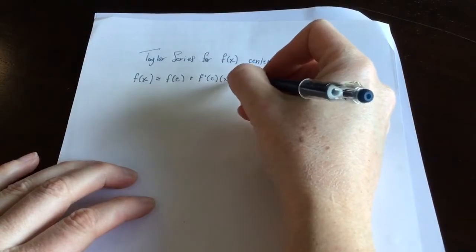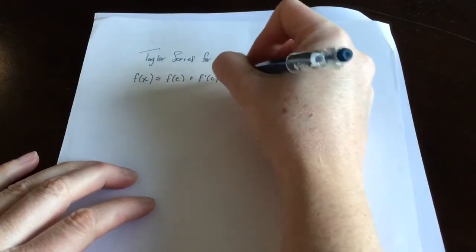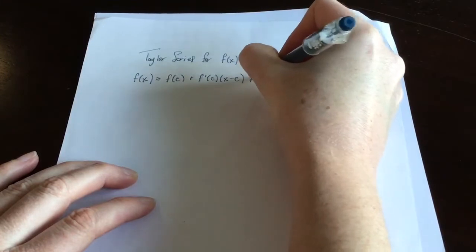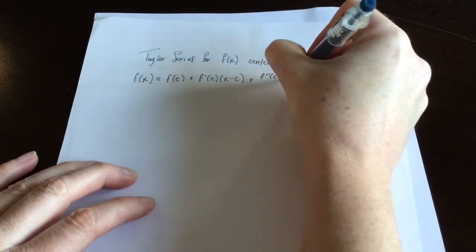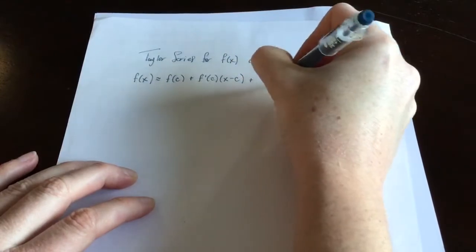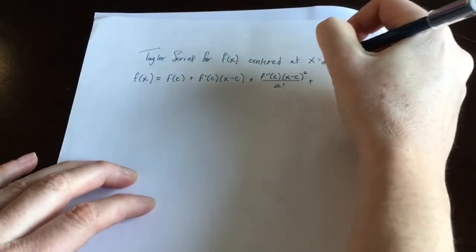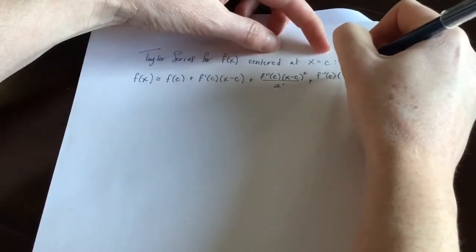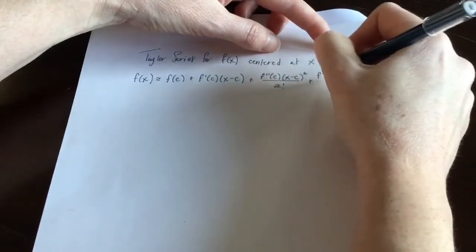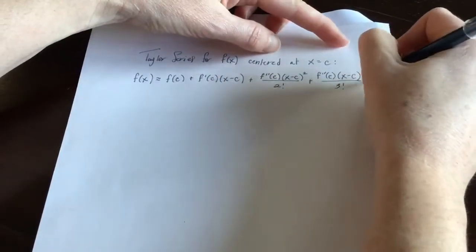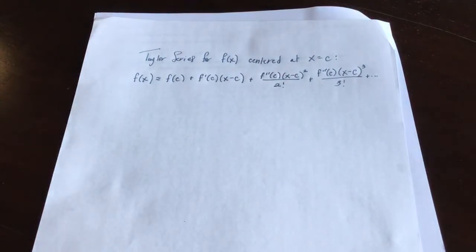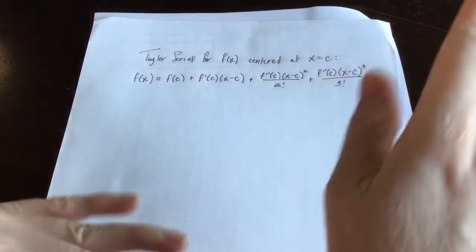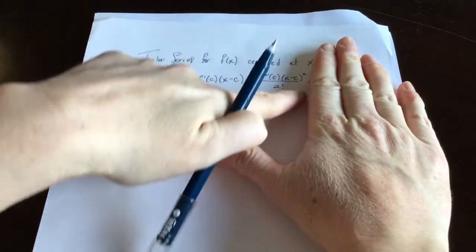And then you can see evidence of being shifted to the right c units here on your linear term. And then when you start getting out to the second degree term, you can see evidence of factorials needing to be there. And you could theoretically go forever. If you stop at a certain term, then you'd have a polynomial of a certain degree.